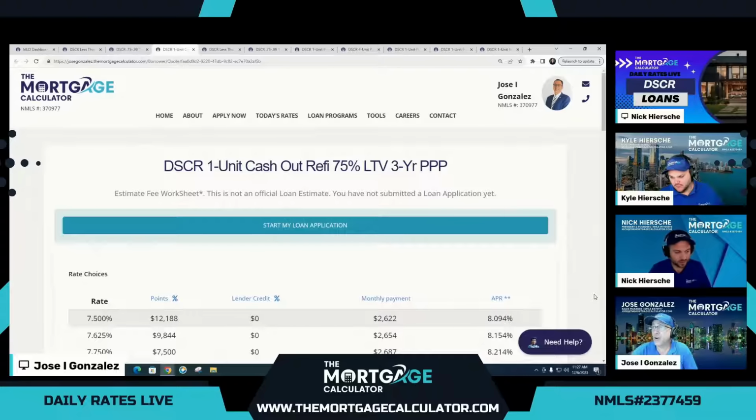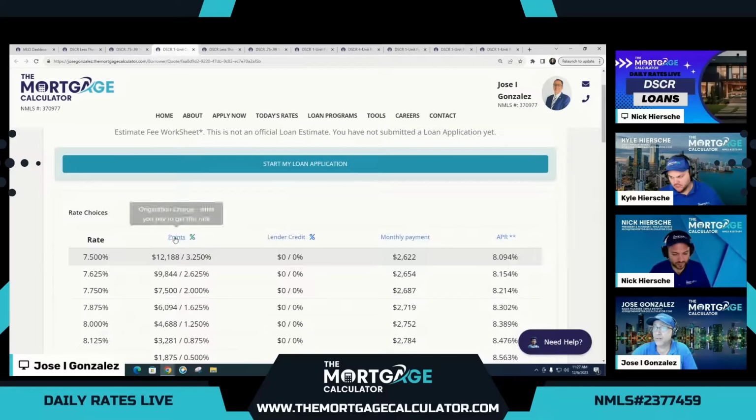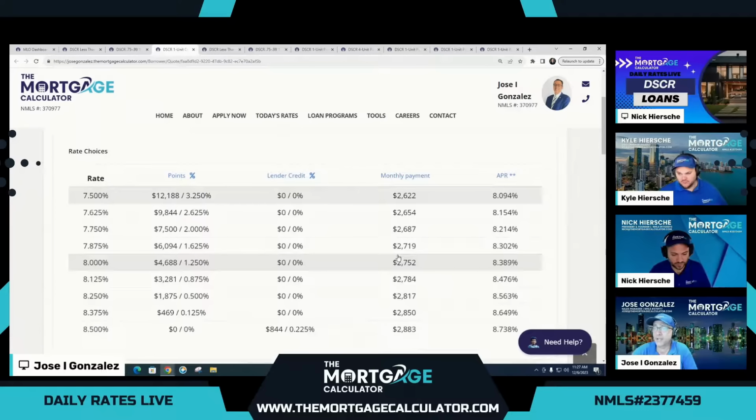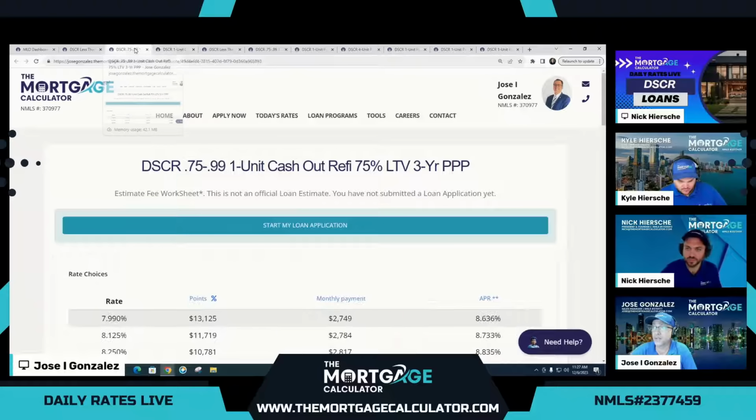And now we have our 1-unit cash out, 75% LTV. And we have 8.5% with a little bit of a lender credit. And you can buy that down to 7.5%. This is our over 1.0 DSCR.